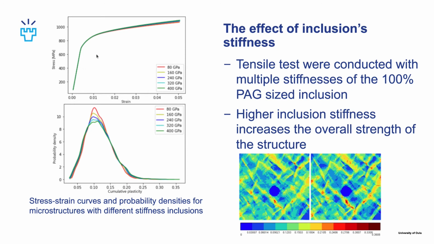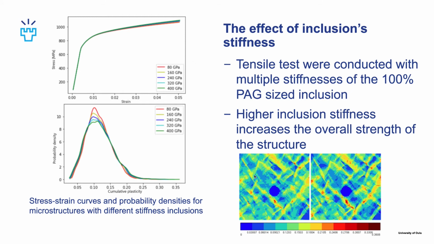We can see that they are pretty much on top of each other, although the stiffer inclusion is slightly higher than the others, or the strength increases slightly with the stiffness increasing, which is again to be expected because of the elastic differences getting more significant between the inclusion and the matrix.